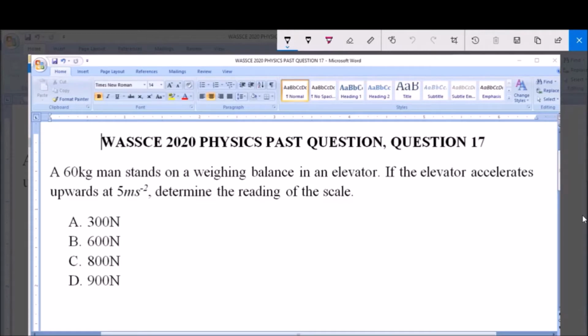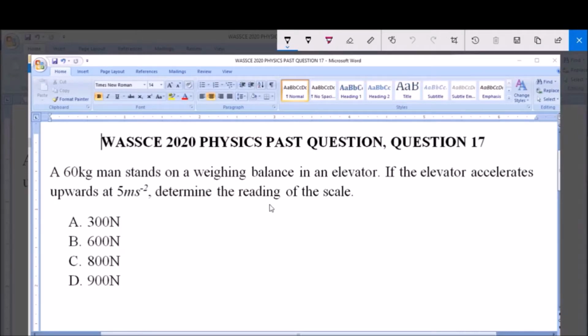I will be answering WAEC 2020 physics past question 17. A 60 kg man stands on a weighing balance in an elevator. If the elevator accelerates upward at 5 meters per second squared, determine the reading of the scale. A, 300 newton. B, 600 newton. C, 800 newton. And D, 900 newton.